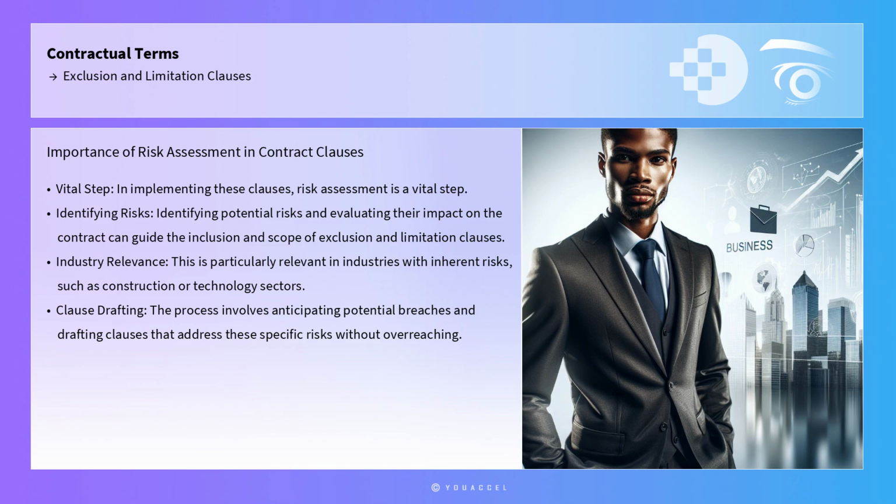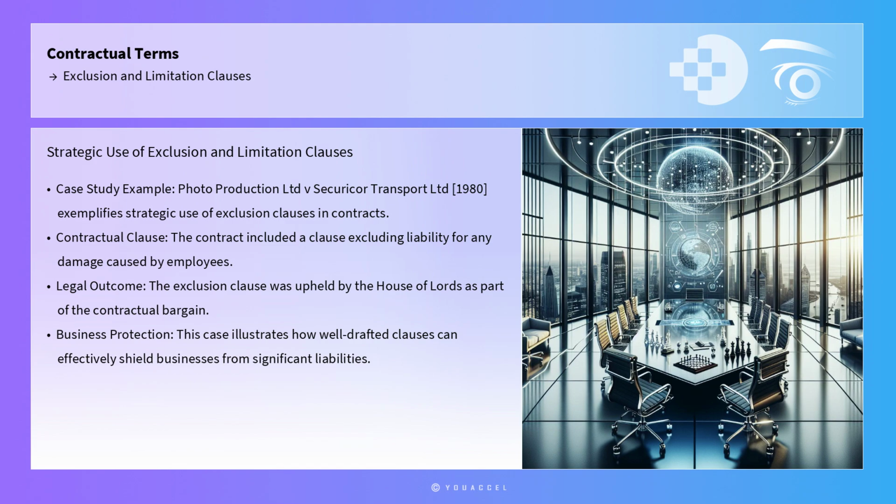A case study exemplifying the strategic use of exclusion and limitation clauses is Photo Production Ltd v. Securicor Transport Ltd, 1980 AC 827. In this case, a security company was contracted to provide services, and the contract included a clause excluding liability for any damage caused by their employees. When a security guard caused a fire that destroyed a factory, the exclusion clause was upheld by the House of Lords, as it was deemed clear and part of the contractual bargain. This case illustrates how well-drafted clauses can effectively shield businesses from significant liabilities.